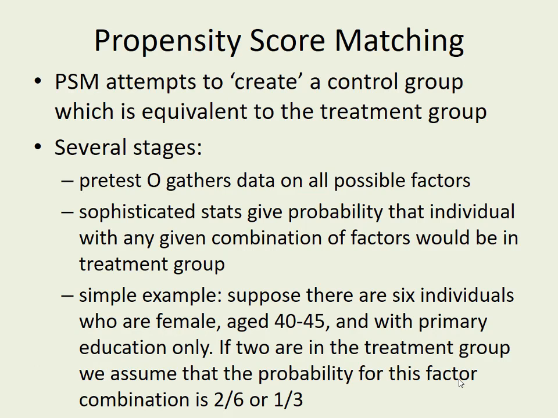And then finally, there's propensity score matching. Now, what this does is it attempts to create a control group when you haven't originally got a control group. It attempts to create one which is equivalent to the treatment group in important characteristics. It's quite complicated to do statistically, and there's also a lot of variations in the way you can do it. But the basic logic is this: that you start off before the intervention by doing a pretest O.